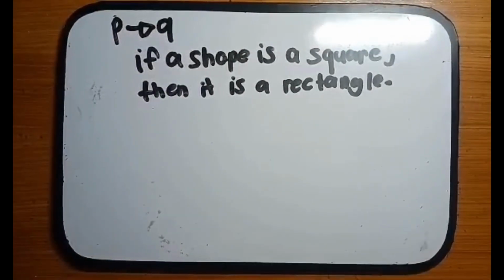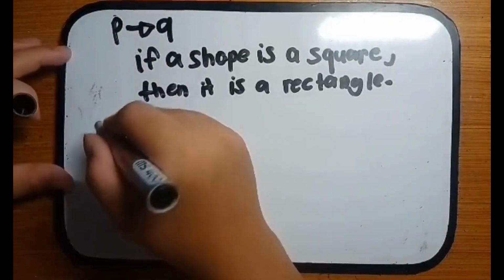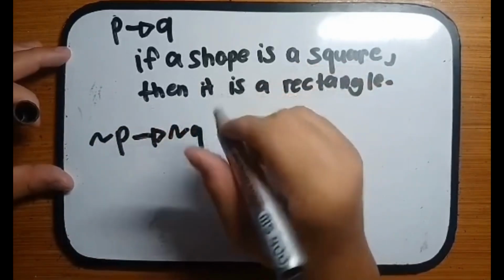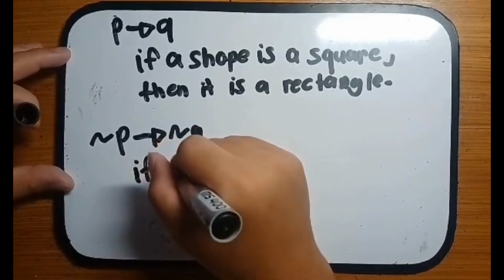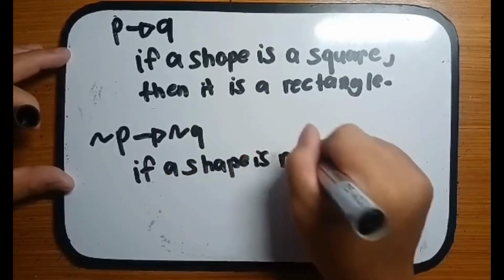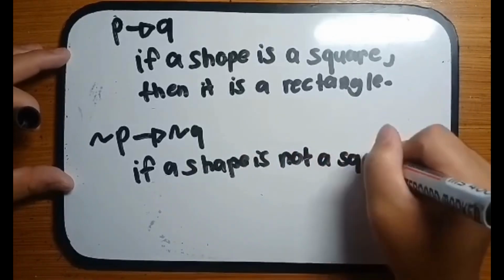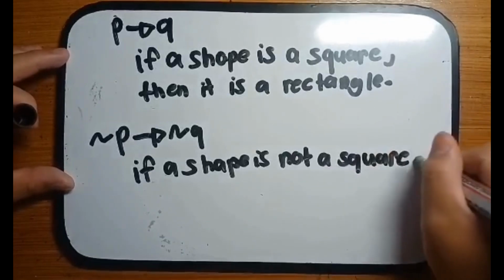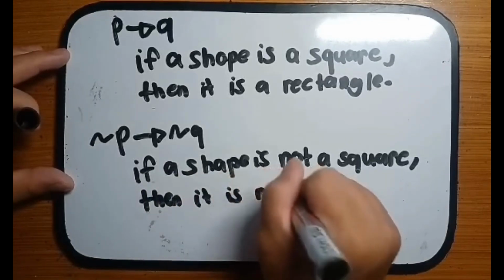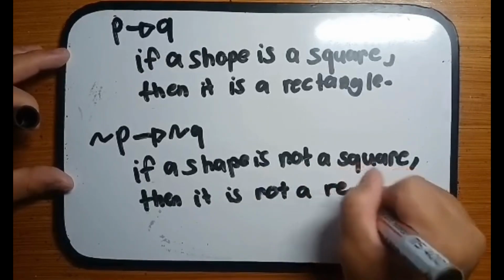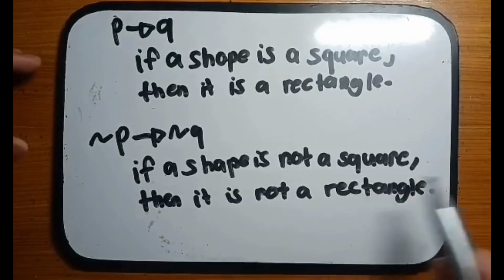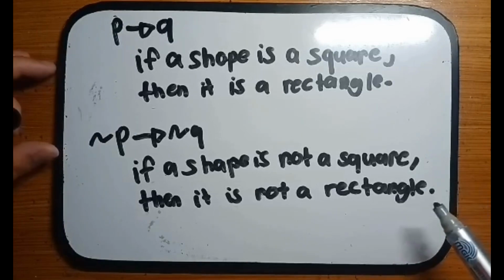Now, let's turn this into an inverse statement. If not P, then not Q. If a shape is not a square, then it is not a rectangle.